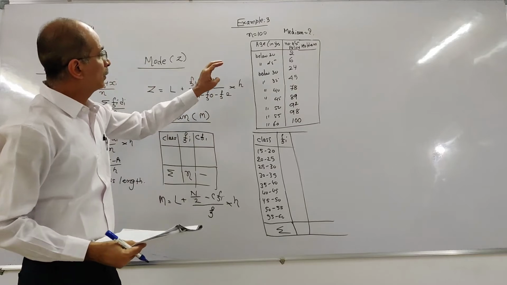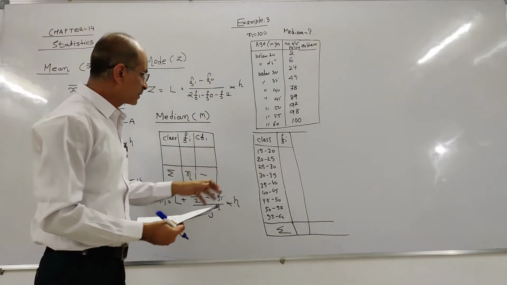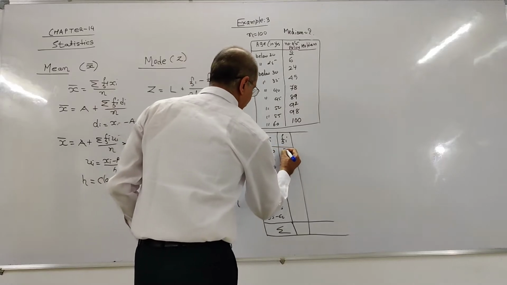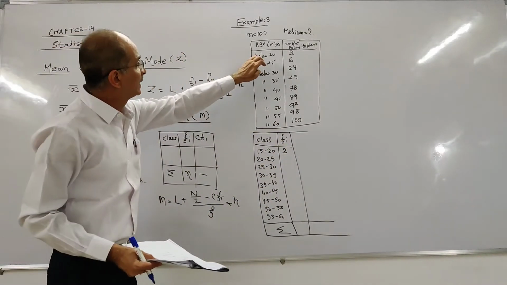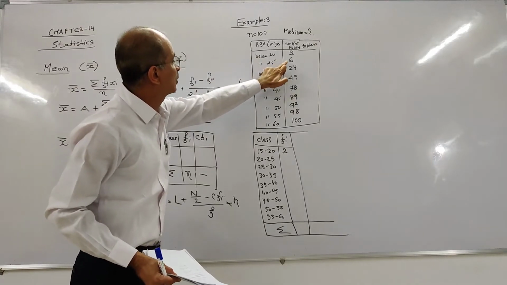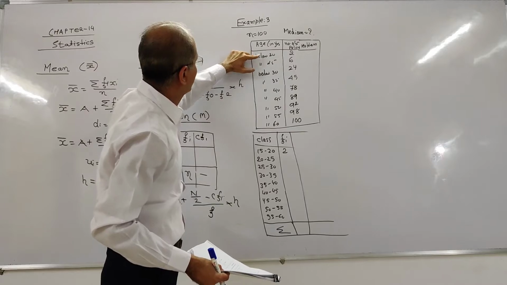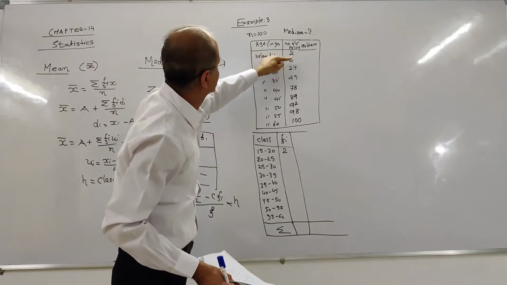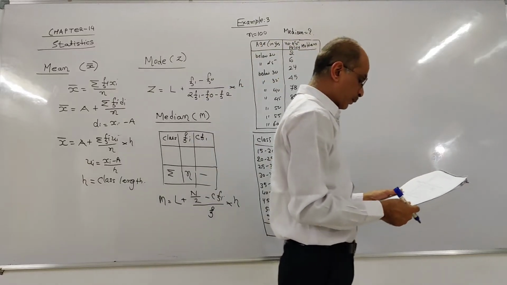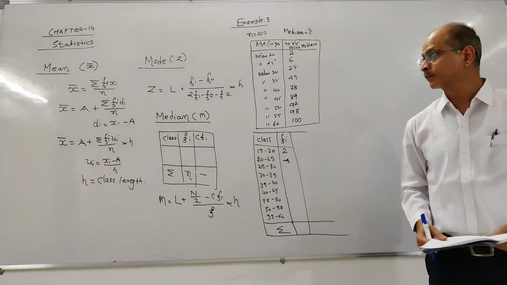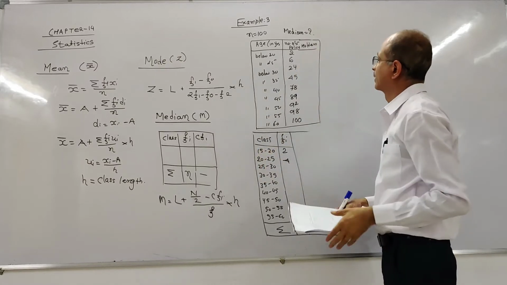Friends, below 20 only 2 policy holders are there. Means between 15 to 20 the number is 2. You know, below 25 there are 6 policy holders. So below 25 means you have to subtract these 2 from 6. So 6 minus 2 is equal to 4. So there are 4 policy holders in the range of 20 to 25.